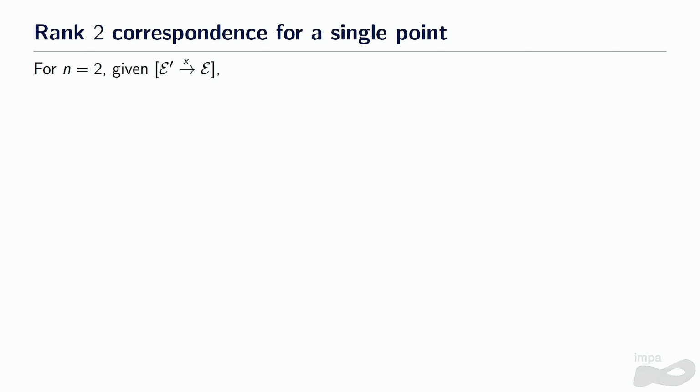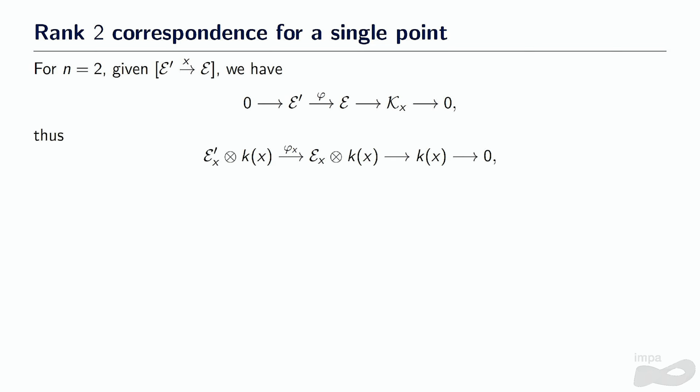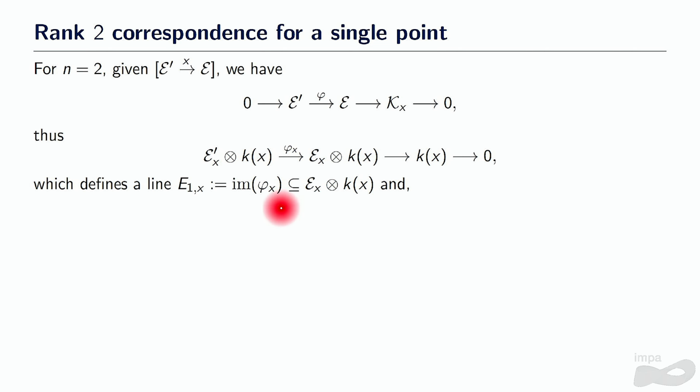So for rank 2, this is very natural because if you take a Hecke modification, you have an exact sequence like that. We can go to the stalks and tensor by the residue field of the point. Then, looking at the dimensions, here is dimension 2, dimension 1, the image of this map has to be of dimension 1. And then we have a line in the fiber at the point. So we have a quasi-parabolic structure on the vector bundle.